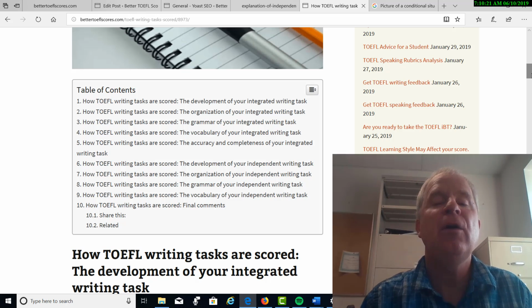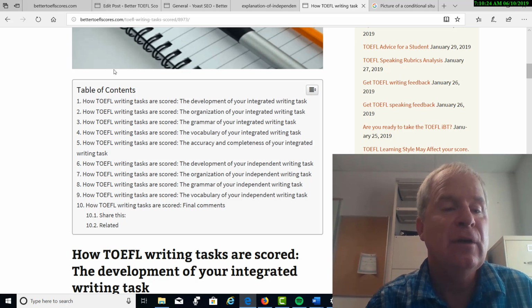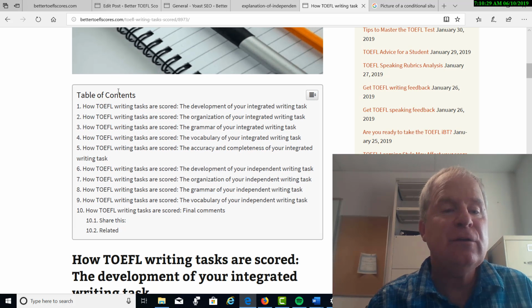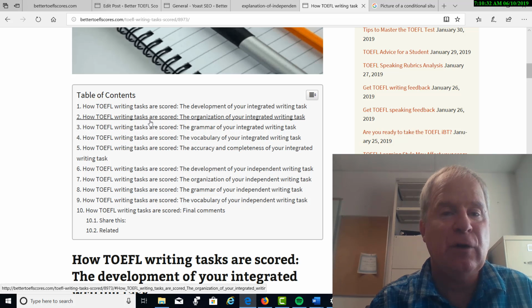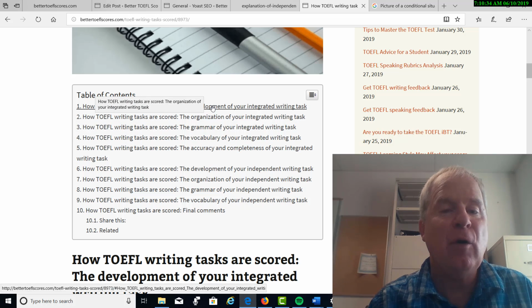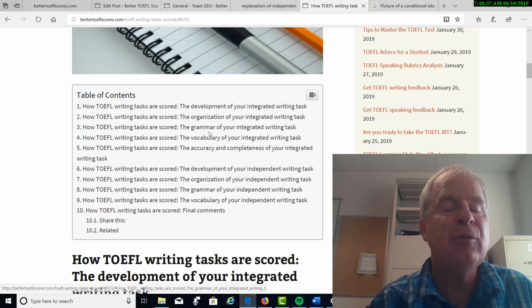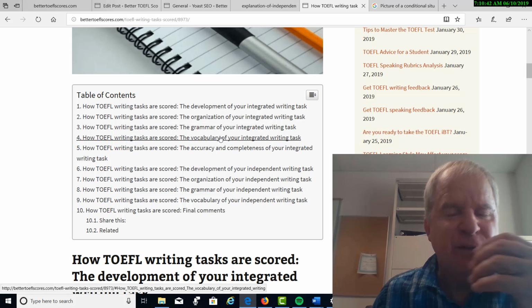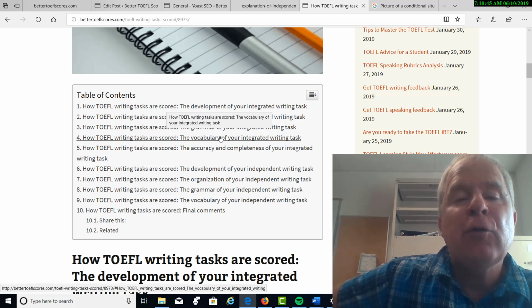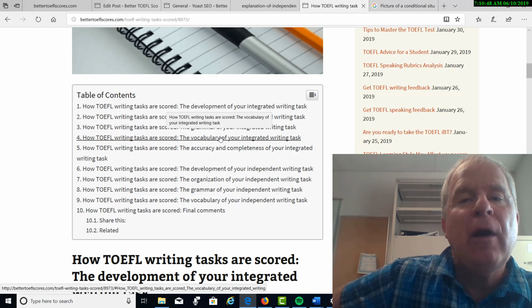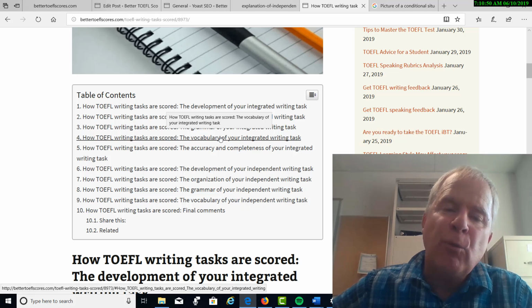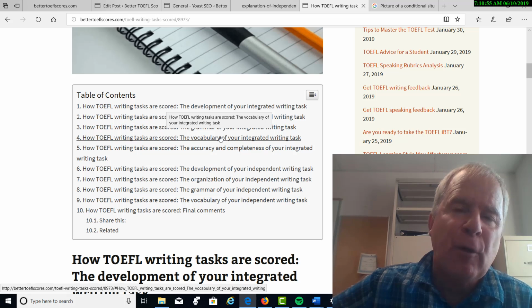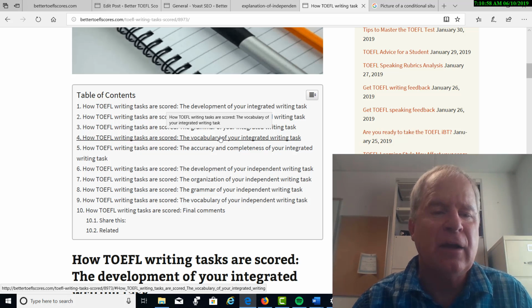Okay, so let's take a look at how I've organized this particular lesson. So, the first 5 topics relate to the integrated writing task specifically. And I will talk about development, organization, grammar, vocabulary, and accuracy and completeness of content. Now, these ideas come exactly from the rubric that ETS uses to grade your writing. So I took the rubric and I created from it a specific lesson to help you perform better on the integrated writing task.